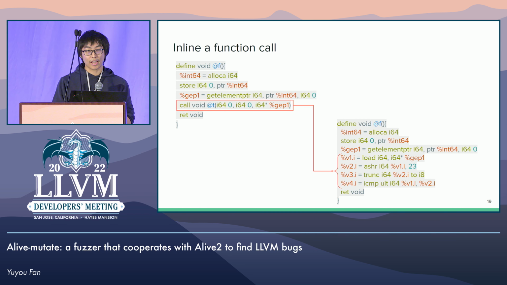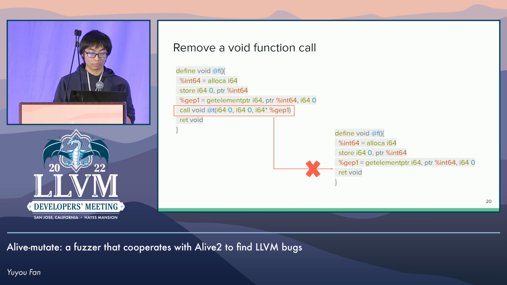Actually, we can inline any function in the module with matching signatures. That's how we implemented it in the real project. The other is simple. If it's a call to a void function, we can just remove it.